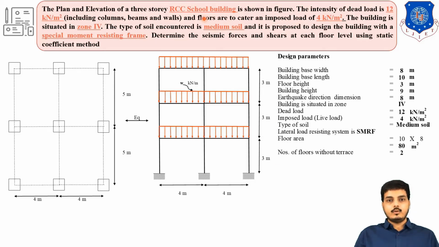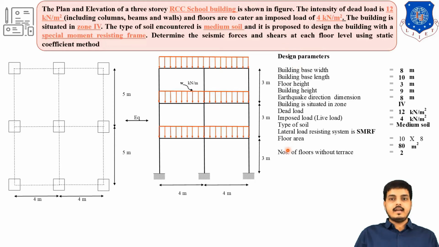The main points to be noted are: it is a school building, so on this, our importance factor will occur. Dead load is given, live load is given, type of soil is given, medium soil. With the help of this, we can find out Ta. Zone 4: with the help of this, we will have a zone factor Z. And special moment resisting frame: with the help of this, we will find our value of R, which is the reduction factor. So these are the highlighted points which you need to counter during the exam.